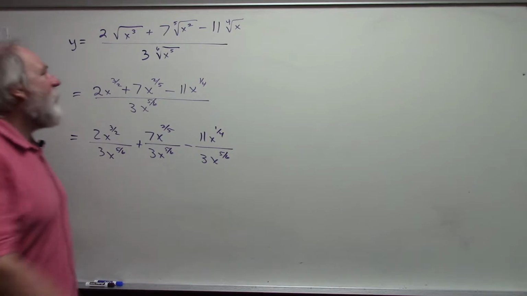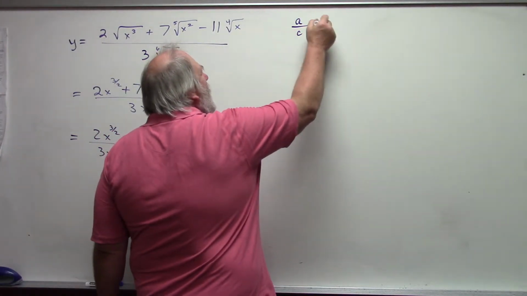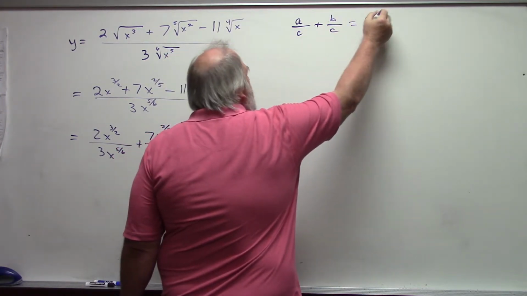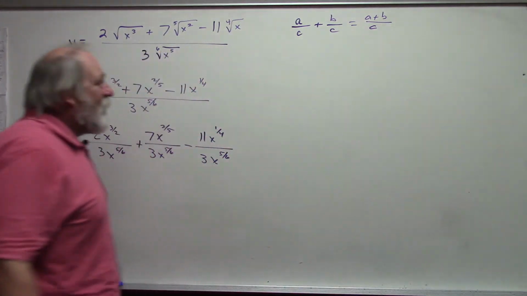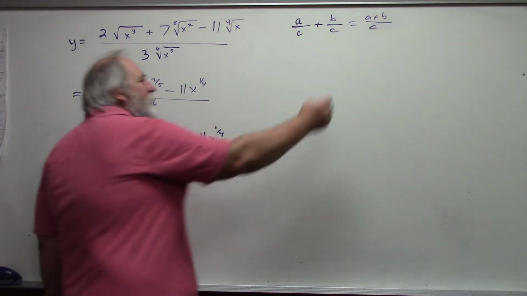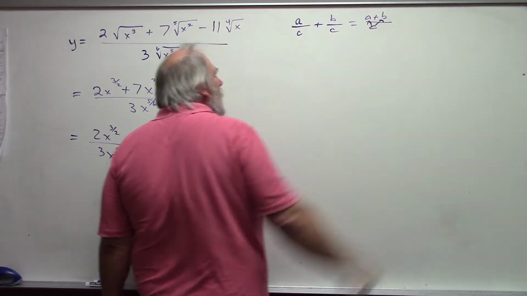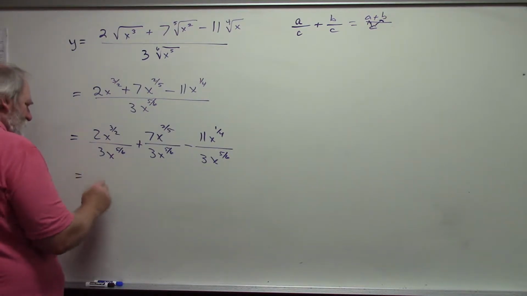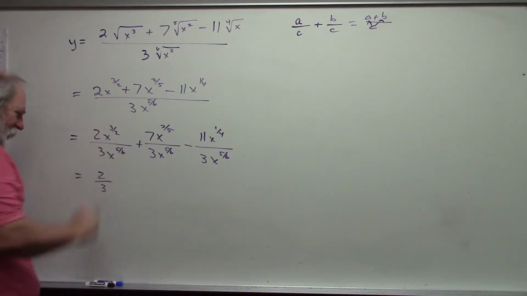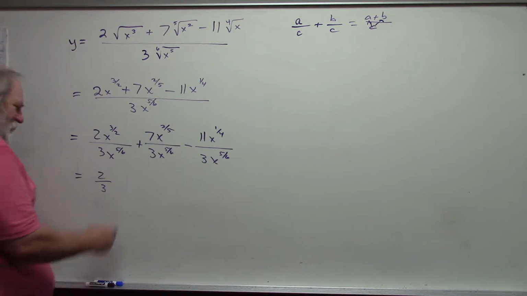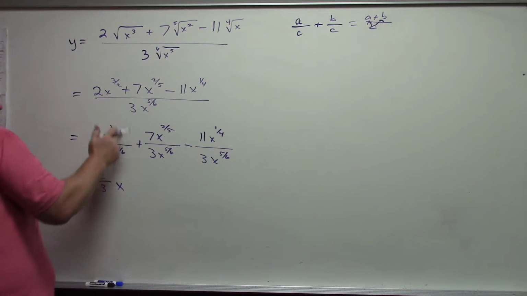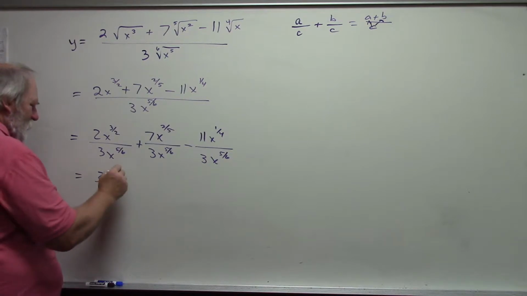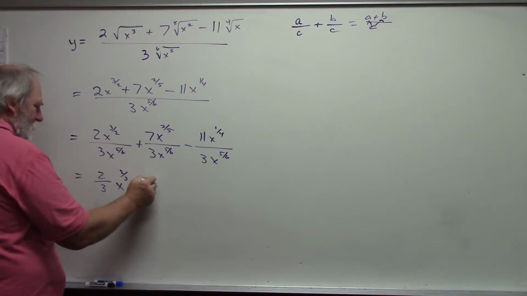Remember basic rules of algebra. To add fractions, you need a common denominator. A over c plus b over c is equal to a plus b over c. Well, we can reverse this. This denominator goes to each and every individual part. We can break it apart. And then this becomes 2/3, and now using rules of exponents, I subtract the exponents. Let's see if I can do the subtraction correctly. 3 halves minus 5 sixths is 9 sixths minus 5 sixths, which is 4 sixths, or 2/3, plus 7/3.